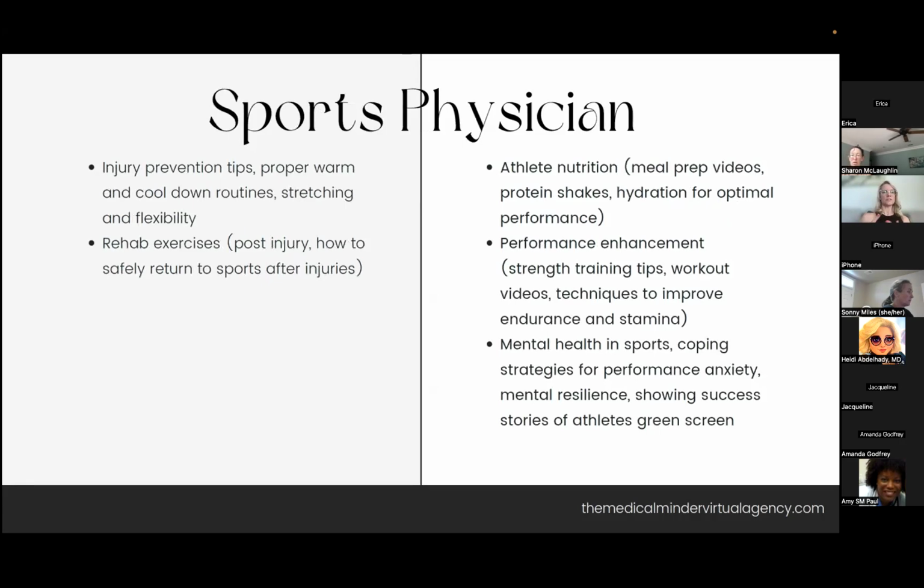Sports physicians, you want to share injury prevention tips, proper warming up and cooling down routines, stretching and flexibility. Not many people know this basic education. We're not taught this unless we get injuries. Rehab exercises, post-injury, how to safely return, athlete nutrition, and you could do meal prep videos, show your protein shakes, what you put in them, hydration, performance enhancement, strength training tips, workout videos.